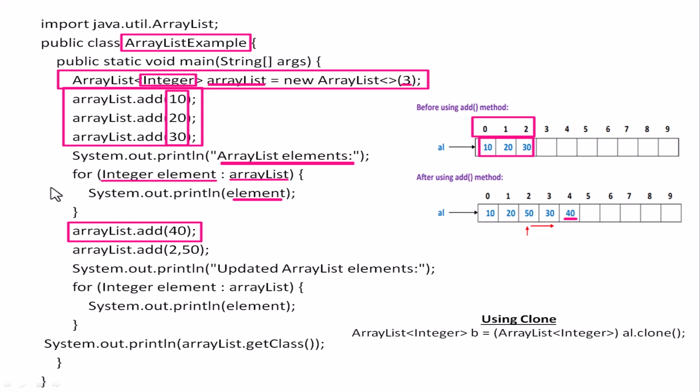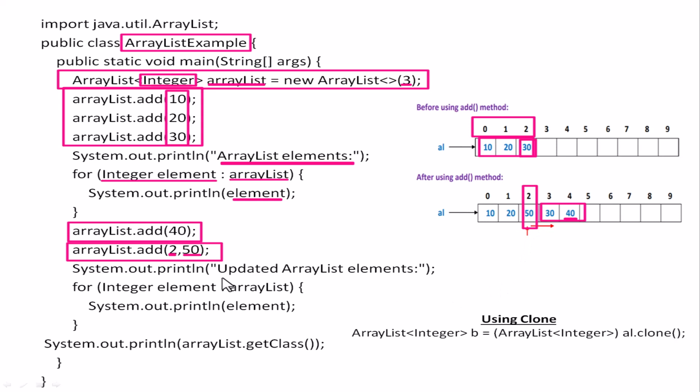Now you have specified array list dot add at the second position, where 50 is the element to be added. So what is at the second position? 30. We are not removing 30, but 30 will be pushed to the right side. Now 30 and 40 are pushed to the right side, and 50 is added in the second position.